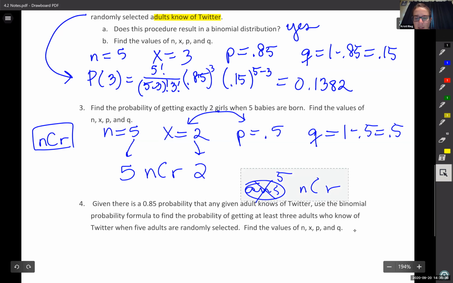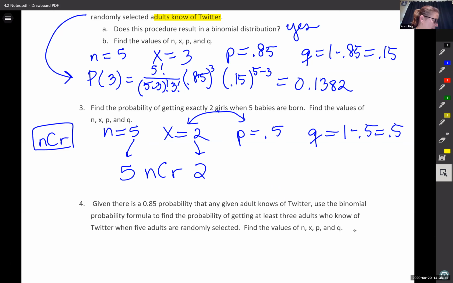So you hit the 5 first, then you go to probability. Again, if you have a graphing calculator, I think you have to hit math first and then go to probability. 5 NCR 2, bada bing, bada boom. And what? That's not the right answer. What did I do wrong? Hold on a second.